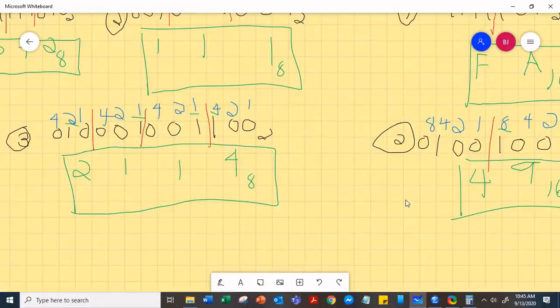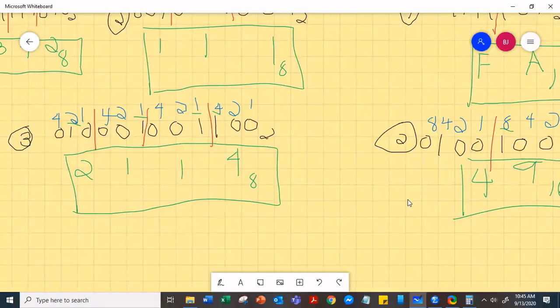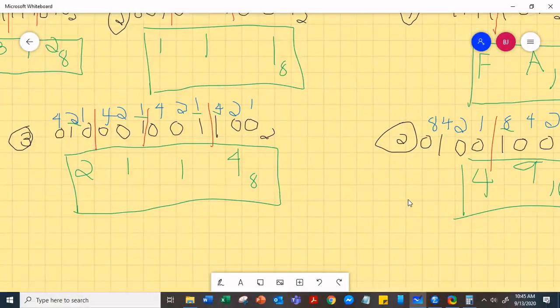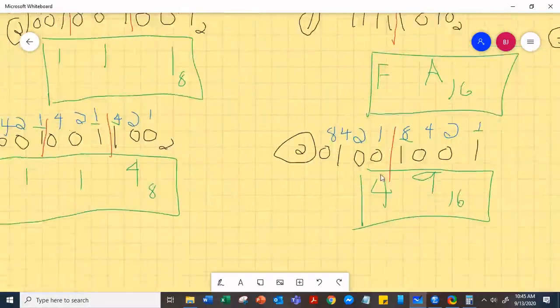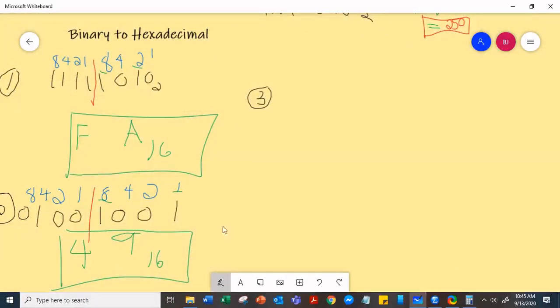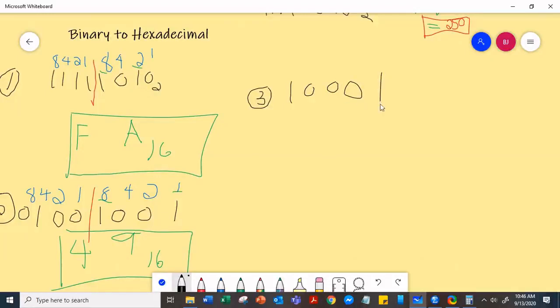Which is 1, 0, 0, 0, 1, 0, 0, 1100. Yeah. So 1, 3 zeros, 1, 2 zeros, 2 ones, 2 zeros, base 2. Group them into 4 bits. 1, 2, 3, 4, 1, 2, 3, 4, 1, 2, 3. Add a 0 as a filler to have 4 bits.